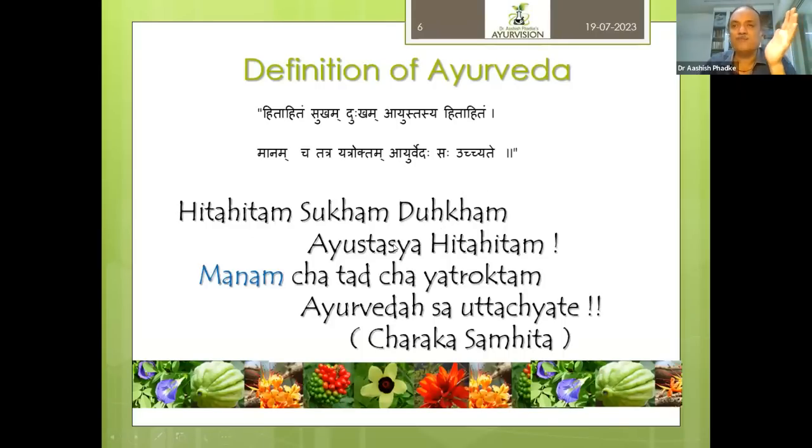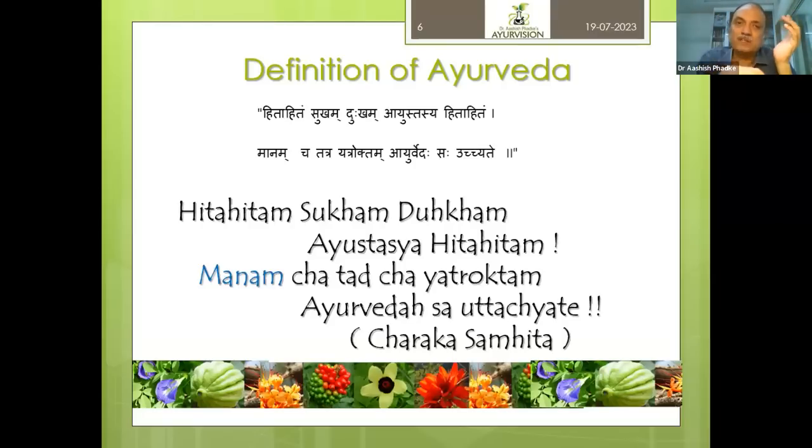Now, you can see different kinds of explanation on this, but the commonest one is that there are 4 types of life: hitayu, ahitayu, sukhayu, and dukkhayu, and how to maintain your hitayu and sukhayu, and how to remain away from ahitayu and dukkhayu. They have given a list of directions or specifications: what to eat, what not to eat, what to do, what not to do, in what season one should do certain things, and which things should be avoided in a particular season.